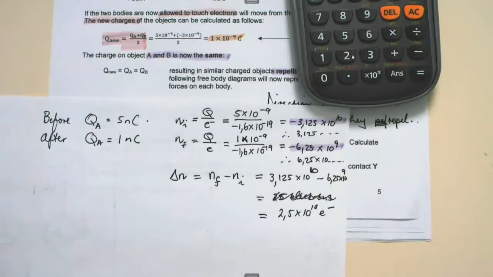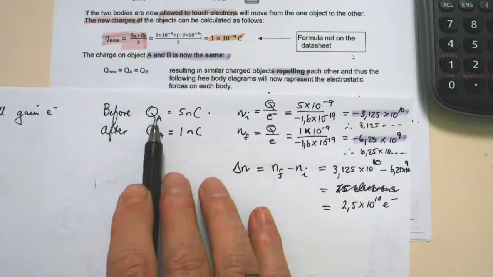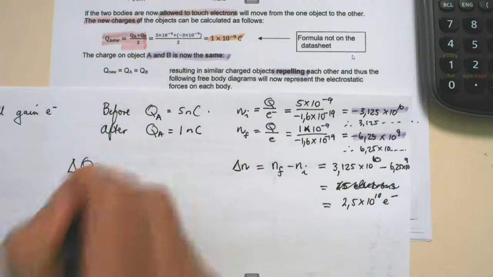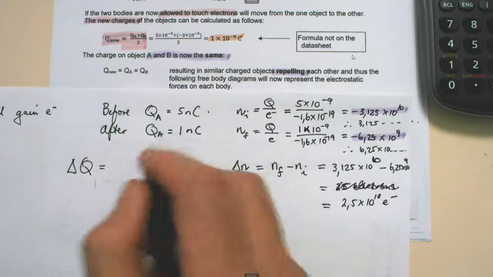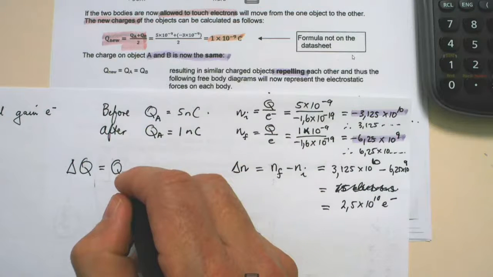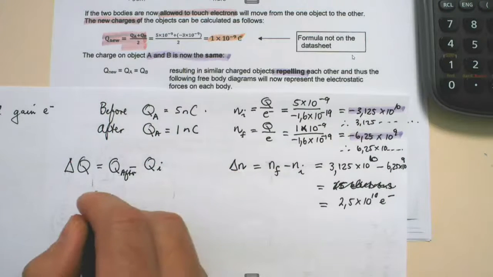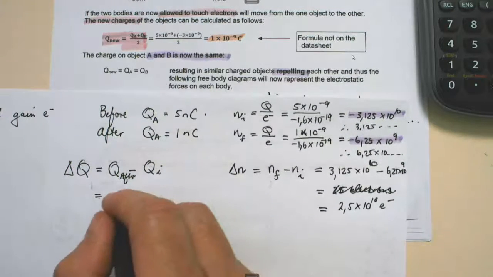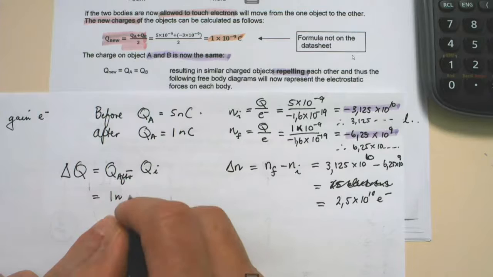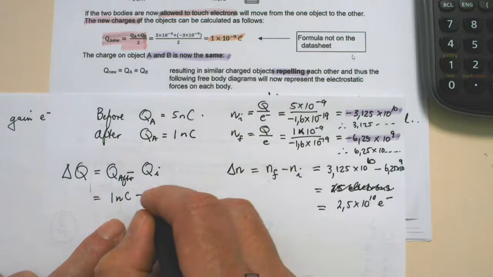Now there's another way. Let's do it in a second way and see if we get the same answer. I've got my before charge and I've got my after charge. So my difference in charge would be the charge after minus the charge initial. So let's see if we get the same answer. The after one was 1 nanocoulomb minus the before, or the initial, which is 5 nanocoulomb.